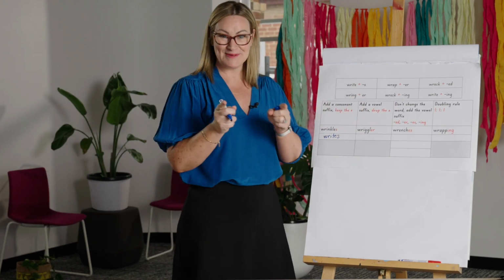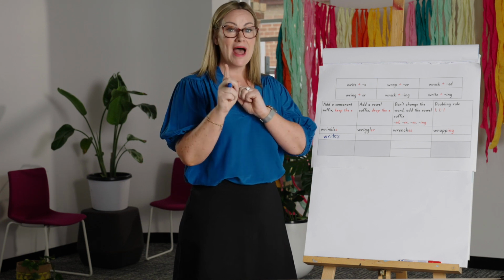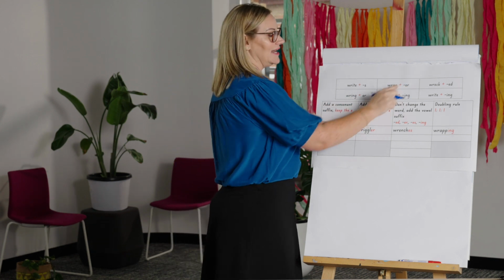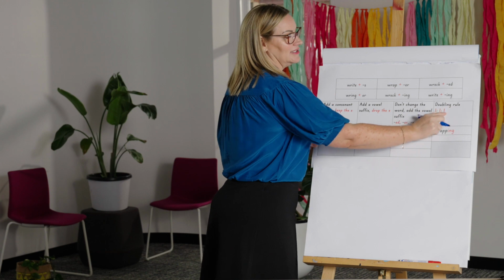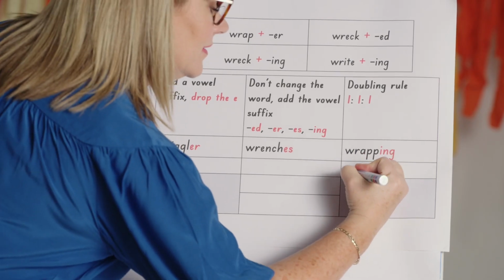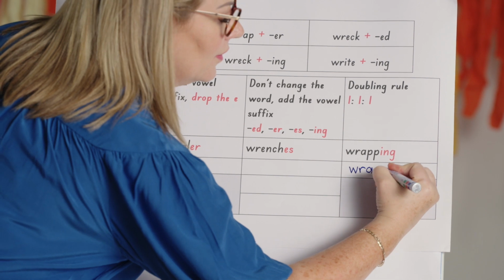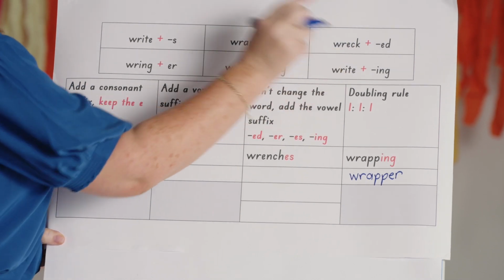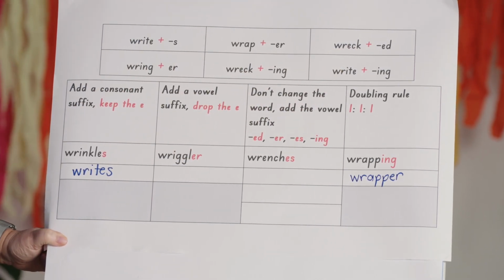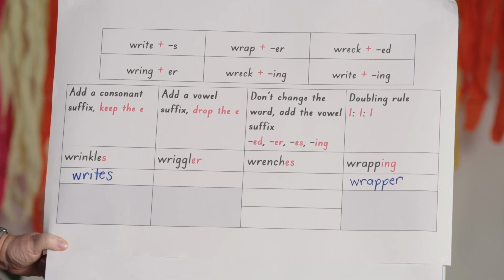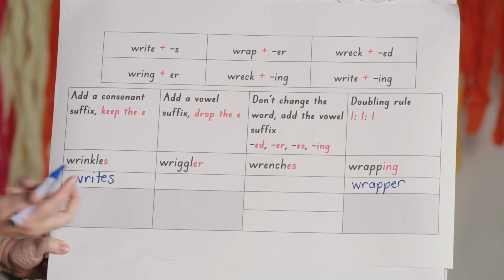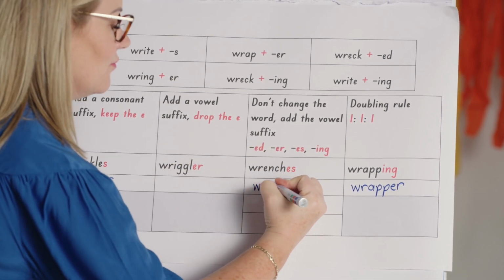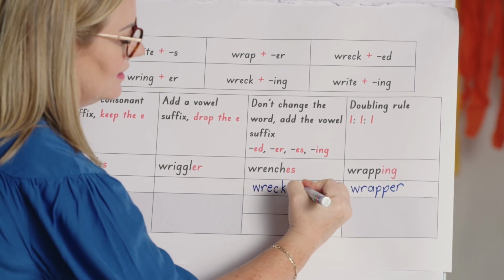Next word, wrapper. Okay, what do we have? It was one of our 1-1-1 rules, remember? Wrap, 1 syllable, 1 short vowel, 1 final consonant. We're going to add ER, so we need our doubling rule. So wrapper goes right on the end column. Okay, wrecked. We're adding the ED suffix, and we don't need to change anything here. We're just adding our vowel suffix. So wrecked goes over here.